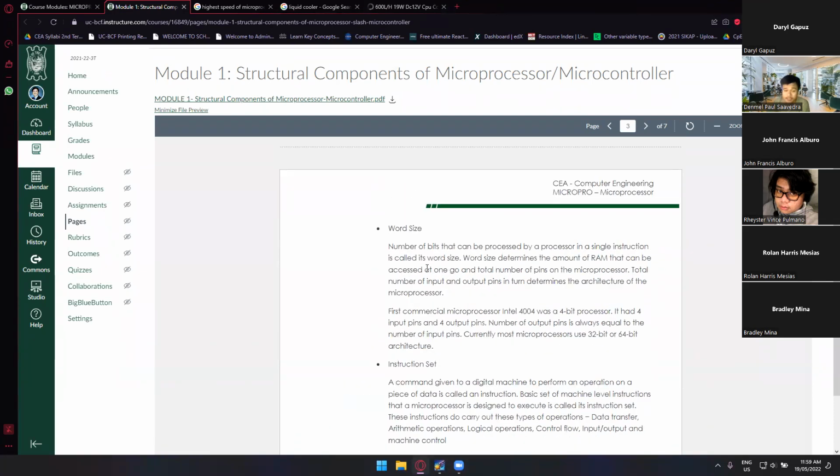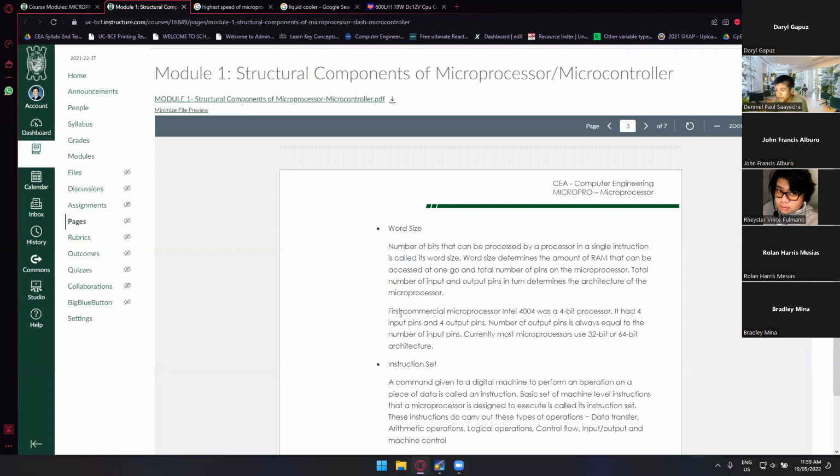Okay, another one is word size. So this is just the size that can be processed by a microprocessor. One word is equal to 4 bits. So it's just a conversion of a number system. So 4-bit size or one word size, they are just the same. In here, word size determines the amount of RAM that can be accessed at one go and the total number of pins on the microprocessor. So the total number of input and output pins in turn determines the architecture of the microprocessor.